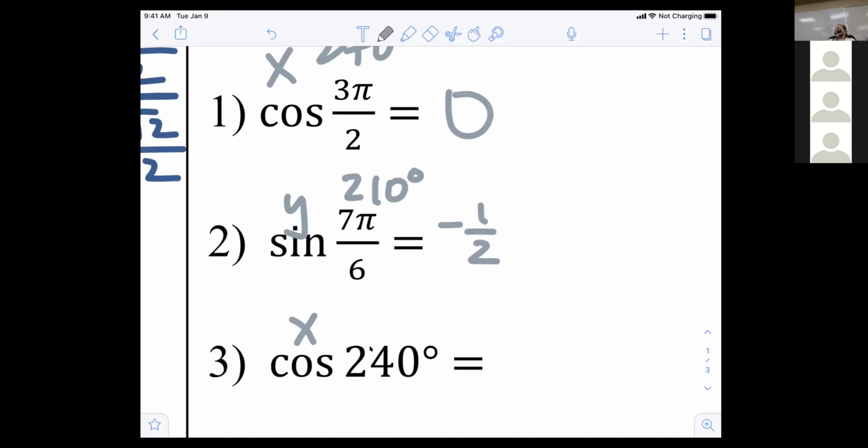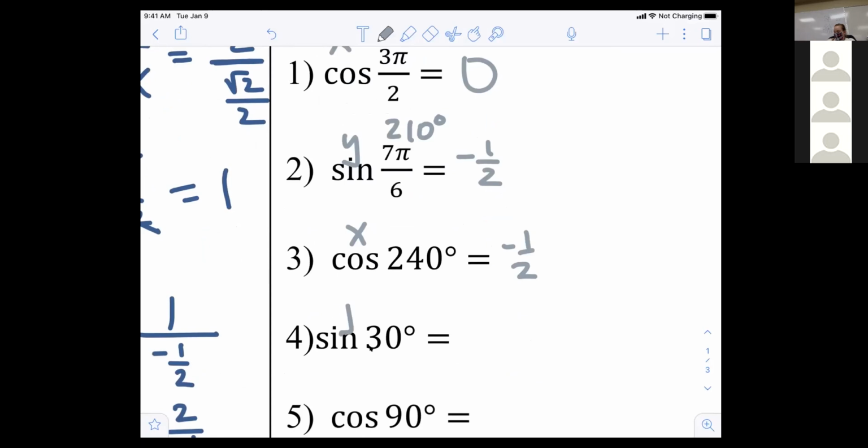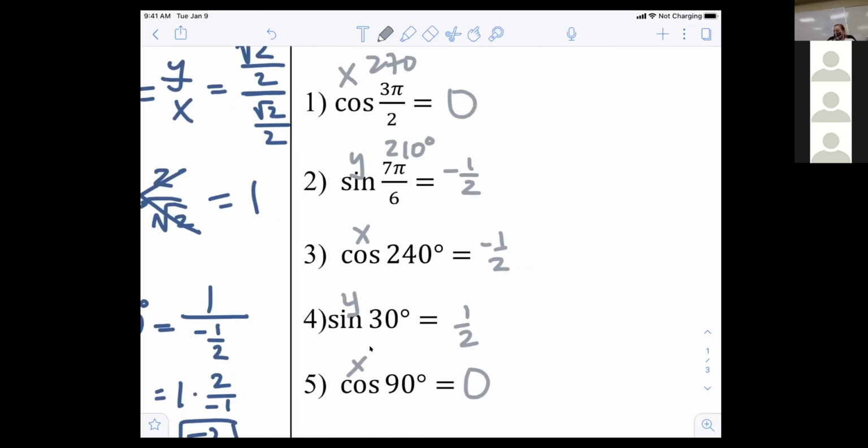Okay, cosine of 240. That's my x value. Negative 1/2. What about sine of 30? Sine is y. That's 1/2, right? Cosine of 90 is your x, which is 0. So my first 5 answers were all like 1/2 or 0. That happens sometimes. Any questions on that? Thought that was pretty easy at the beginning, right? Everyone feel okay about 1 through 5?